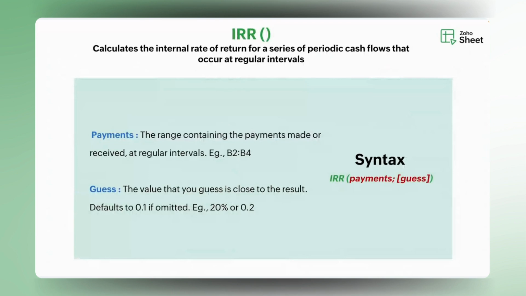Payments is the range containing the payments made or received over regular intervals, and guess is the value you think might be closer to the IRR. If you don't provide one, it defaults to 0.1 or 10%. You could input something like 20% or 0.2 if you want to start with a guess. And a quick note, if your cash flows don't occur at regular intervals, you can use the XIRR function instead.